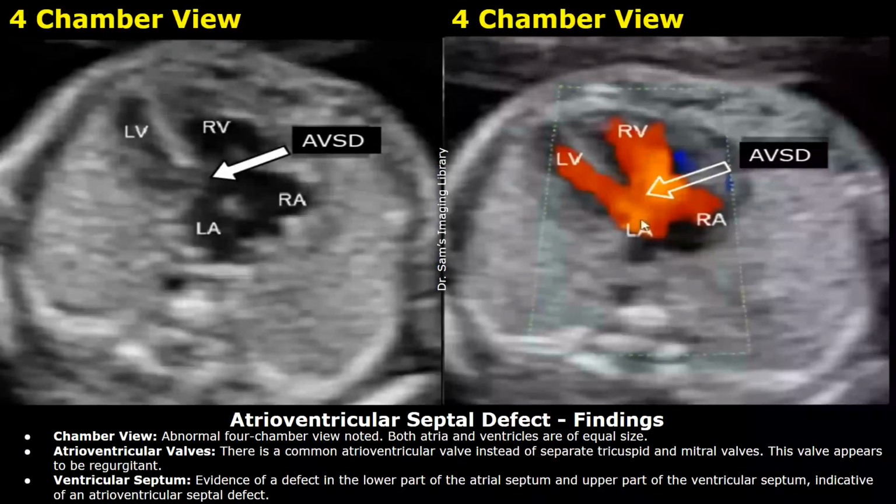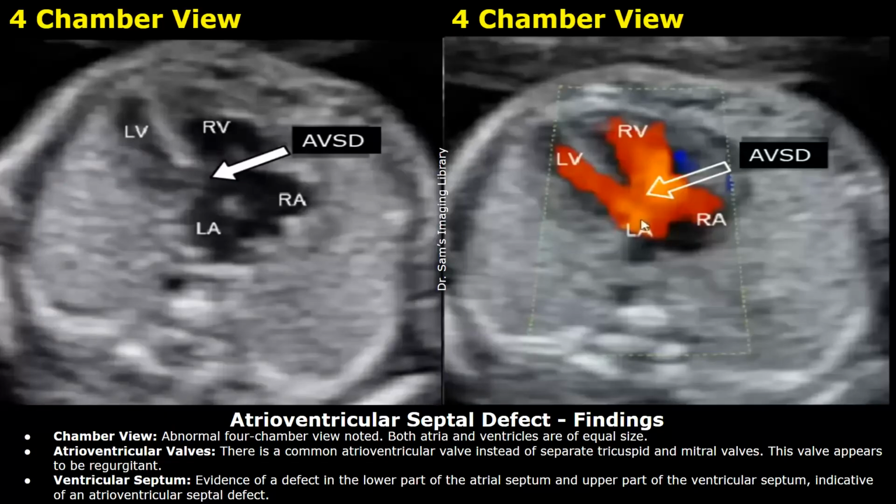This is a report of atrioventricular septal defect. These are the findings. Chamber view, abnormal 4-chamber view noted. Both atria and ventricles are of equal size. Atrioventricular valves, there is a common atrioventricular valve instead of separate tricuspid and mitral valves. This valve appears to be regurgitant.